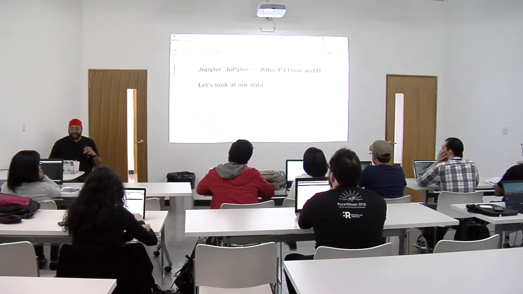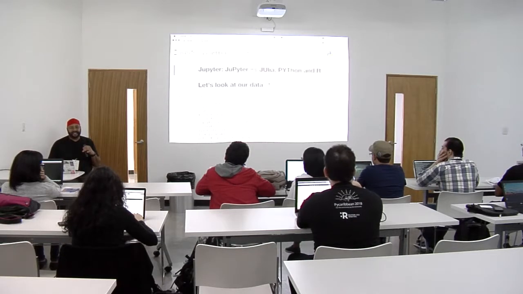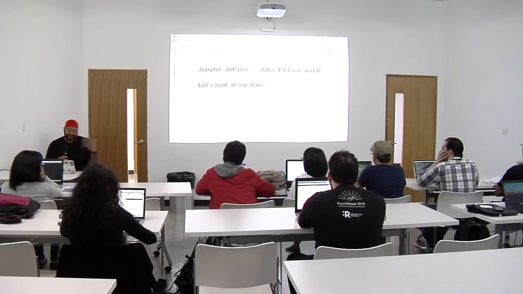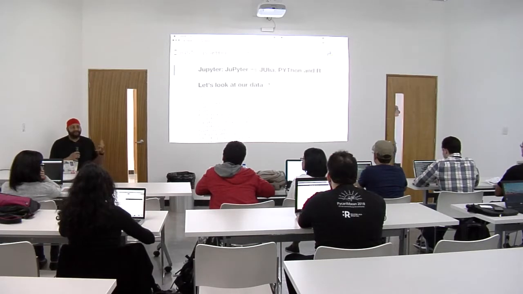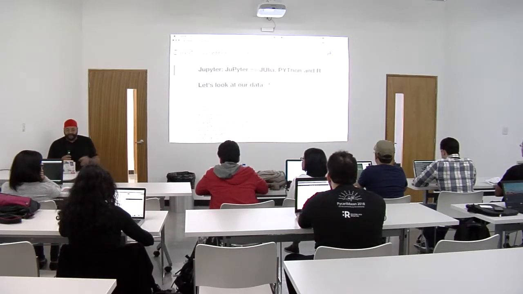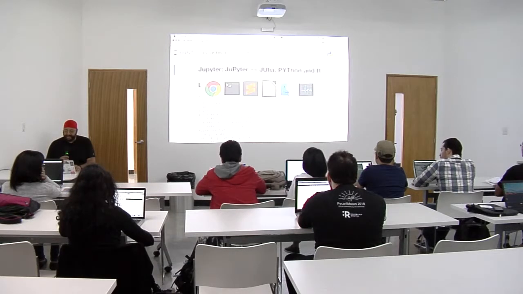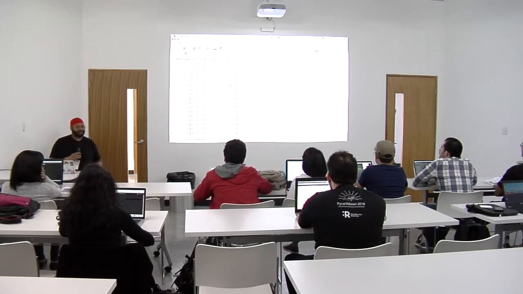So first we're going to take a look at our data and see what it is we're trying to do. If you're doing any sort of programming, you need to understand what's called the problem space. What am I trying to do here? What am I trying to work with? In this case, we're going to look at a spreadsheet.